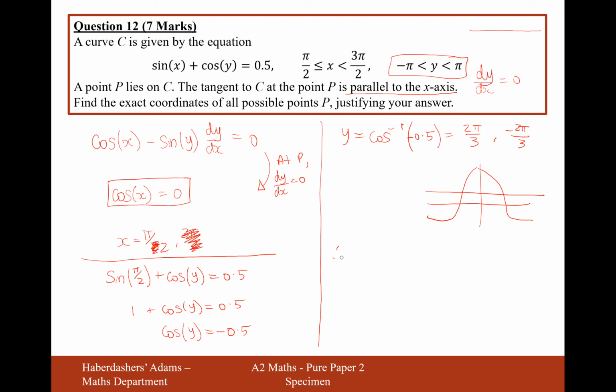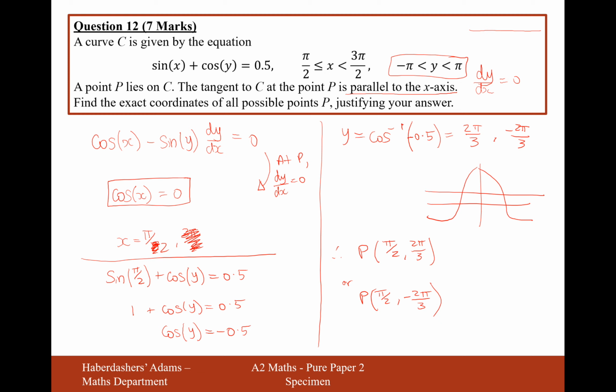So therefore, the coordinates for P are going to be, the x value was pi by 2, and the first y value was 2 pi by 3, and the second coordinate of P could be at pi by 2, and the second y coordinate would be minus 2 pi by 3.